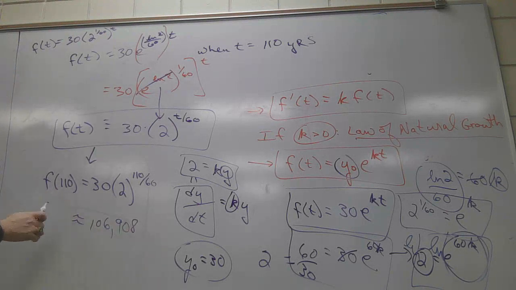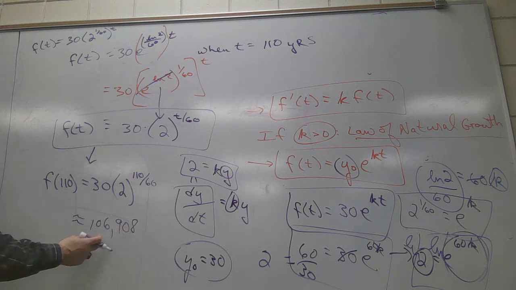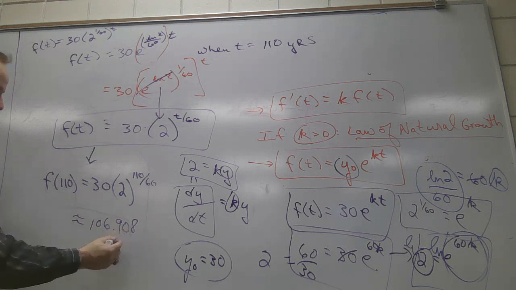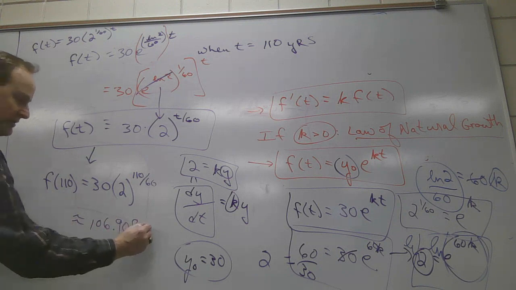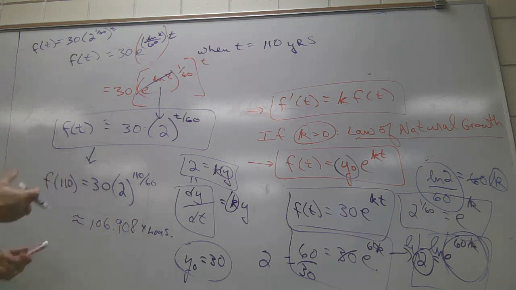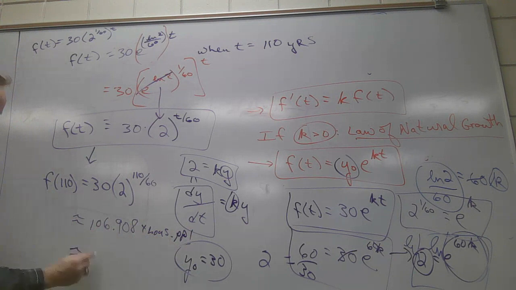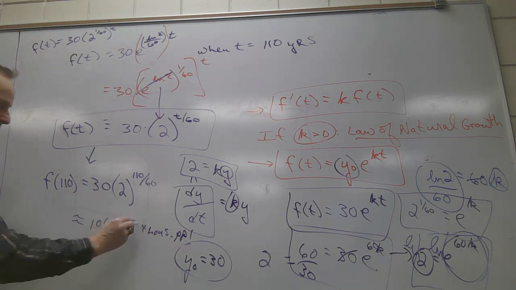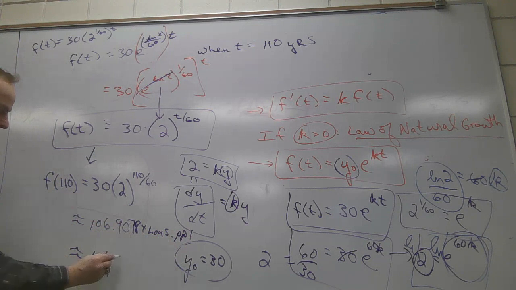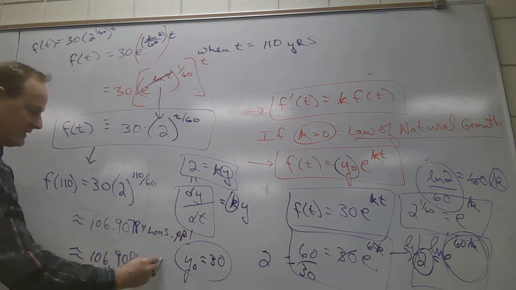But what was this output? Was this people or thousands of people? So now you've got to pay attention to how you label your variables. This was thousands of people, so it would be 106.908, right? Anybody got a calculator out? This is thousands of people, and then you just change that. So let's say it was 907.8 whatever. But anyway, 106,908 people.